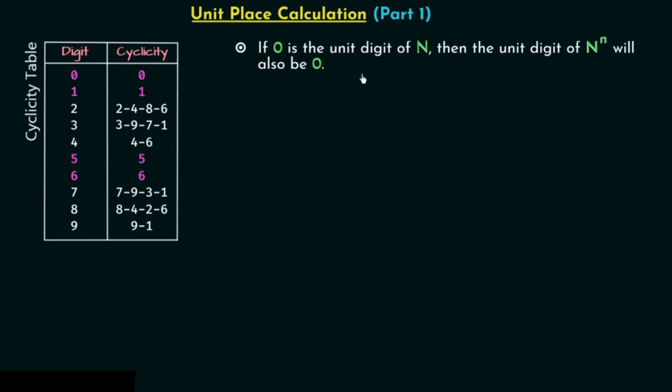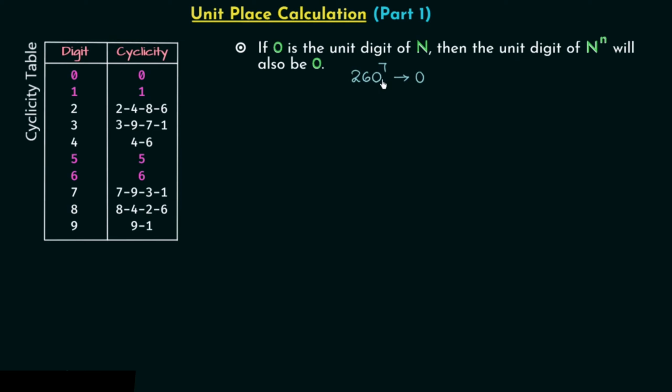In this example, let's say number n is equal to 260. And now let's say we want to calculate the unit digit of 260 raised to power 7. And as per this rule, the unit digit of 260 raised to power 7 will equal to 0. So n raised to power small n will have the unit digit equal to 0 because n, which is 260, has the unit digit equal to 0.